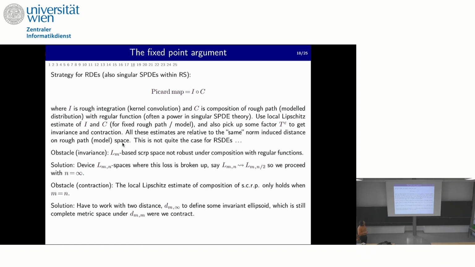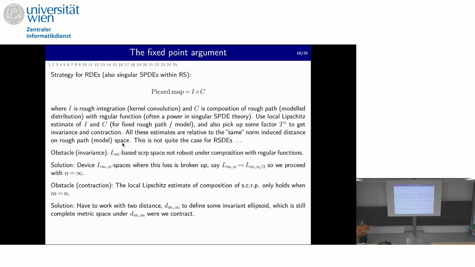There's a second obstacle, namely when you do the contraction. This is a problem you have to deal with when you want to prove invariance of some closed set. The second obstacle is that the local Lipschitz estimate you need when you do the composition, for the contraction, does not hold in this LM infinity scale. It's somehow too strong. That one you only get in LM.